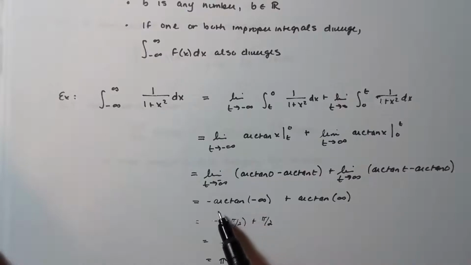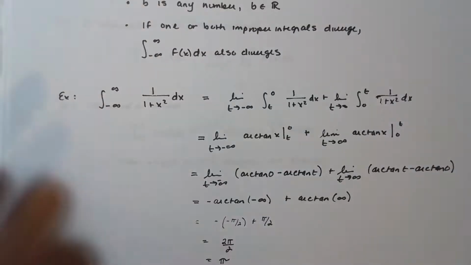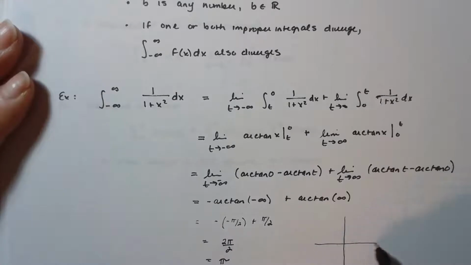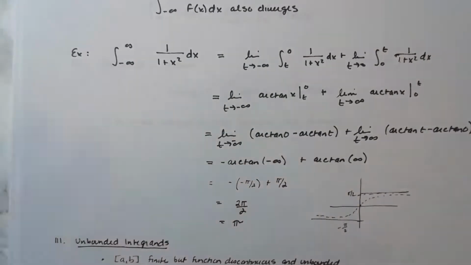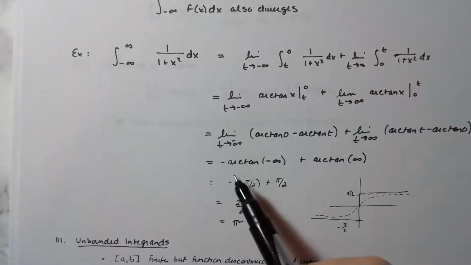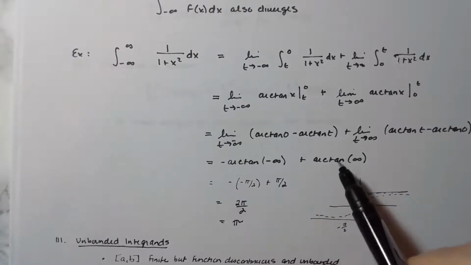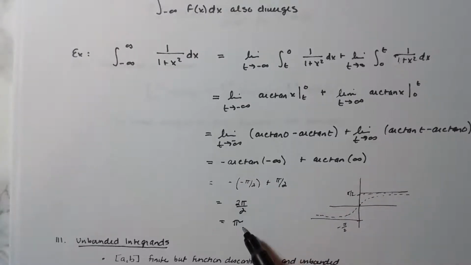And if I plug the infinity in, I have negative arctan of negative infinity plus the arctan of infinity. Well, remember, the arctangent has horizontal asymptotes at positive and negative pi over 2. So this is going to be the negative of negative pi over 2 plus pi over 2, which is 2 pi over 2, or pi.